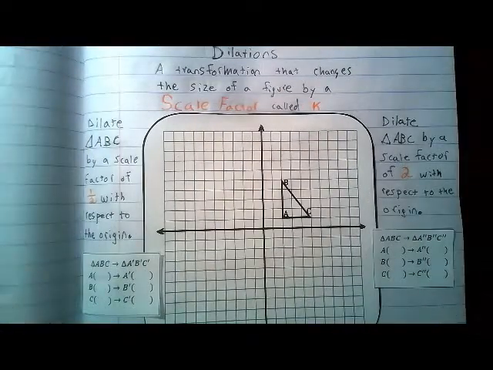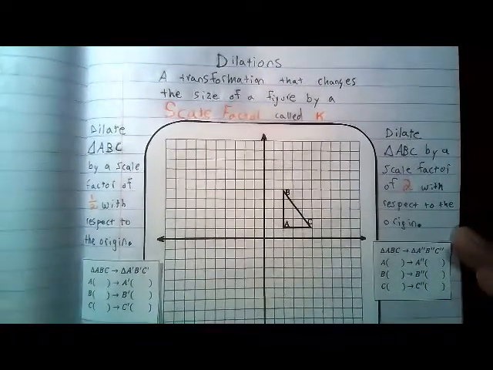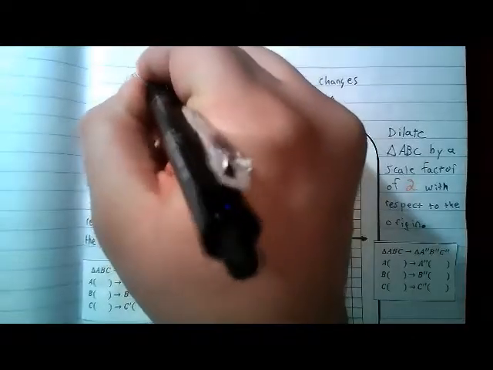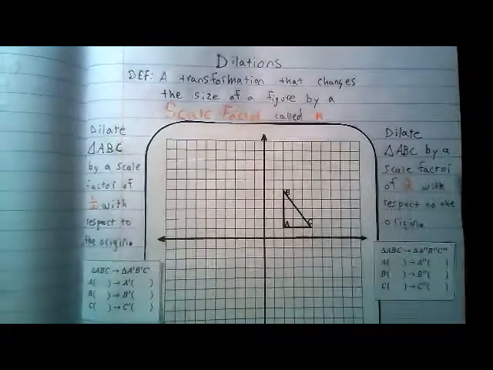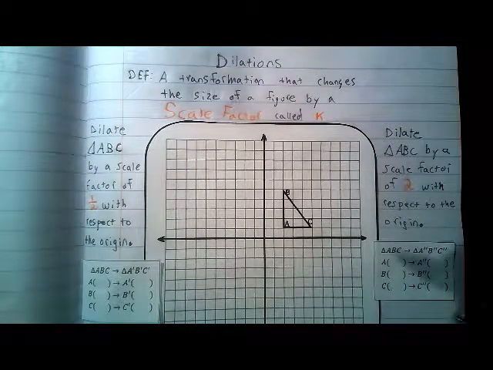So this is what our entry looks like right now. You can see that we kind of have to cram a lot of words in here, but dilations are, by definition, a transformation that changes the size of a figure by a scale factor called k. So that scale factor is just what we're multiplying all these points by. It's either going to get bigger or going to get smaller based on the scale factor.